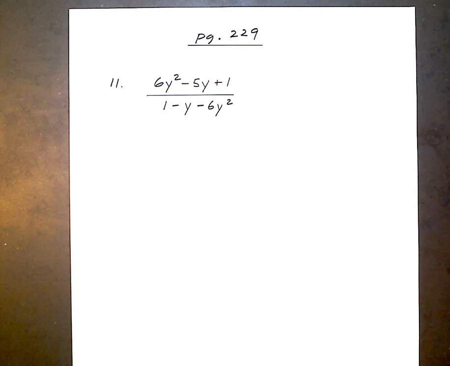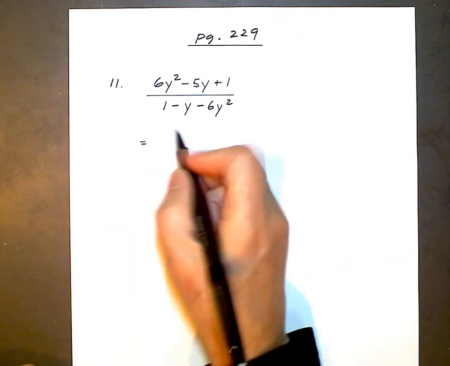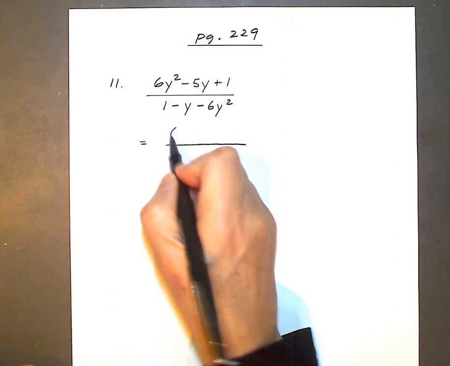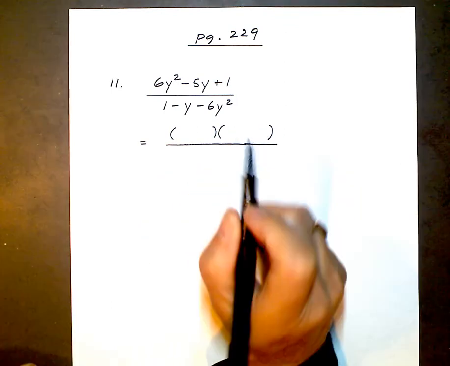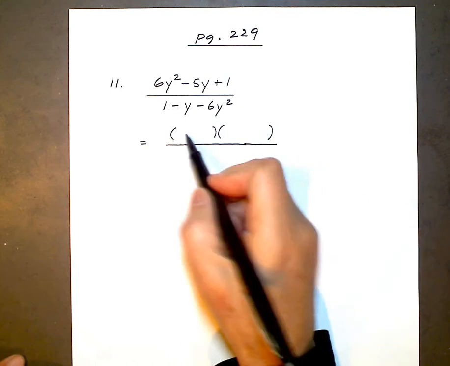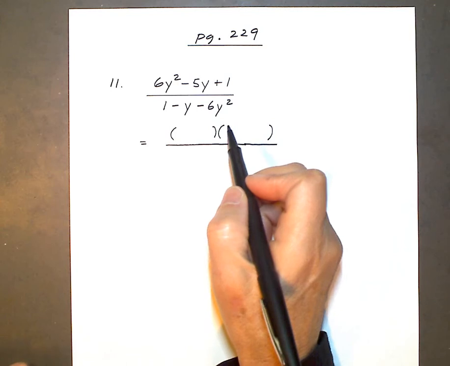Okay, this is number 11 on page 229, and what we're going to do is simplify this rational expression. And so I have to factor the polynomial in the numerator and the denominator first. So in the numerator, for the 6y squared, it's going to be a 6y and a y, or a 3y and a 2y.